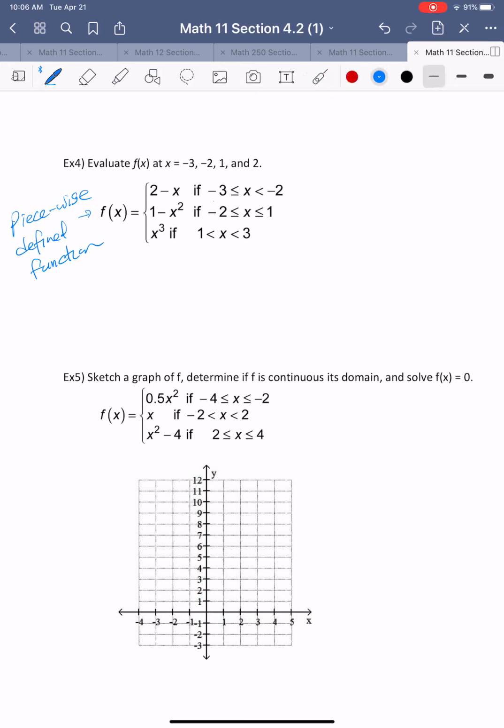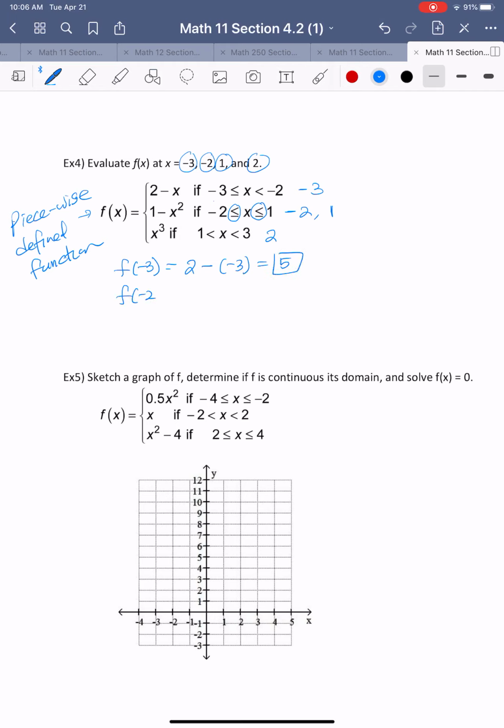So when you look up each value of x, you need to use the right equation. -3 belongs to the first interval. -2 belongs to the second interval because there's an equal sign here. 1 belongs to the second equation because it is equal to 1. And 2 belongs to the third equation. To find the value for each x, you need to put it into the right function. For -3, I use 2 minus x, which gives 5. So that's the y value.